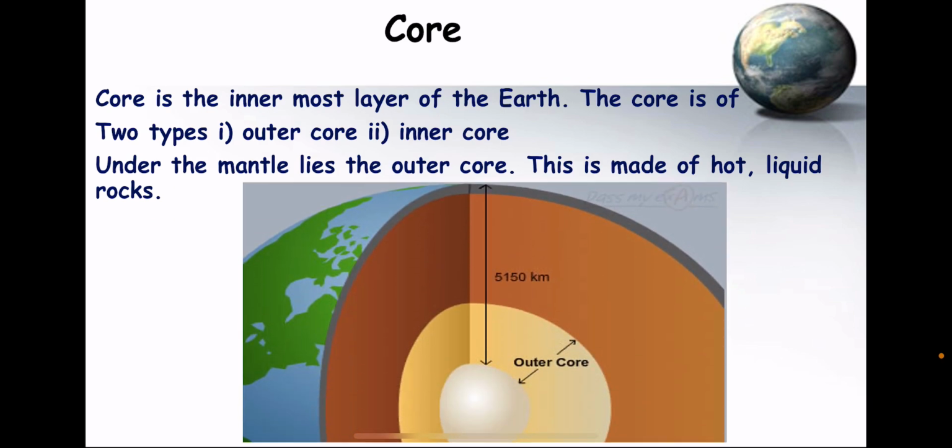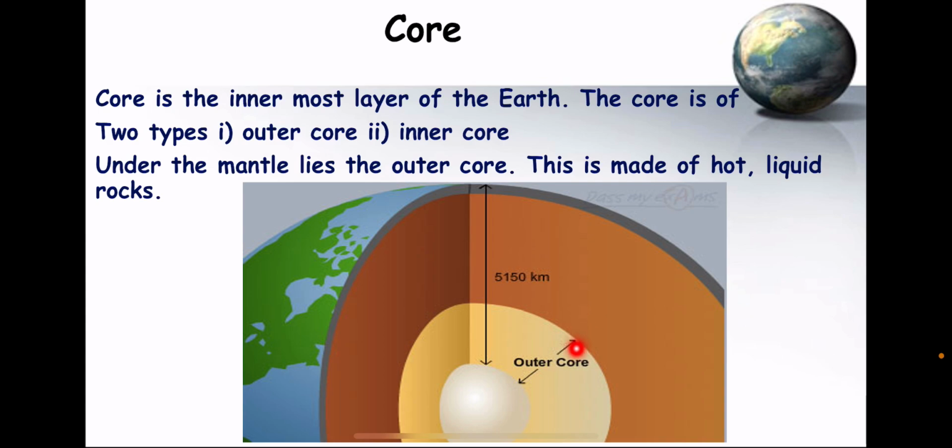Now you can see this thin layer is the crust, and this brown is the mantle. Now this is the outer core. This one is the outer core, and it is made of hot liquid rock. It is the part just above the inner core. This is the inner core, and the outer core is above the inner core and below the mantle.